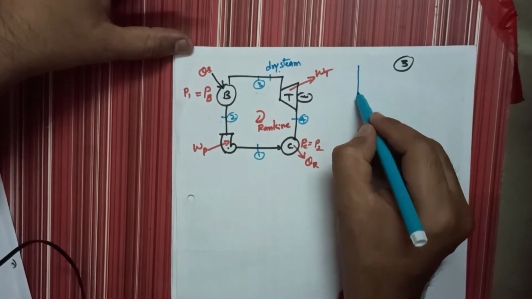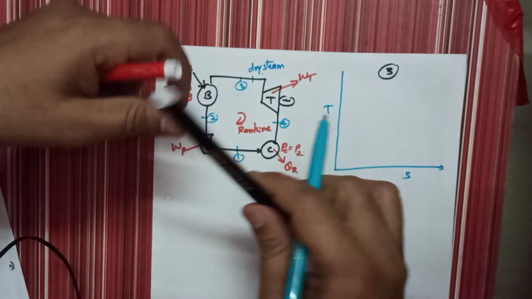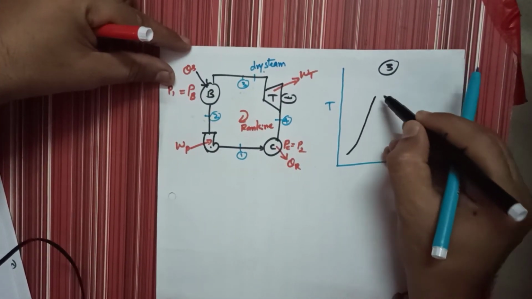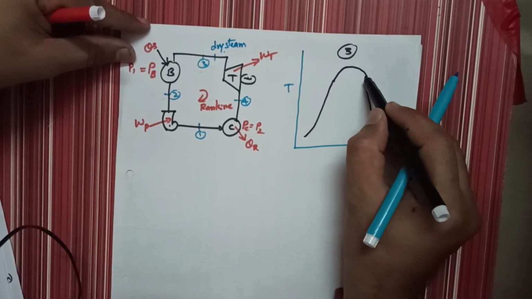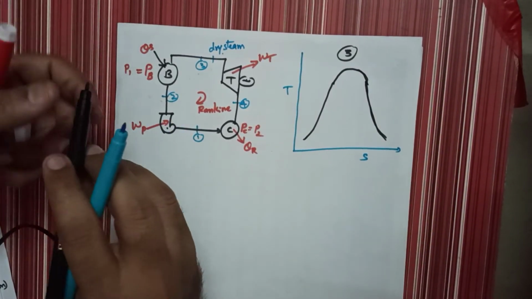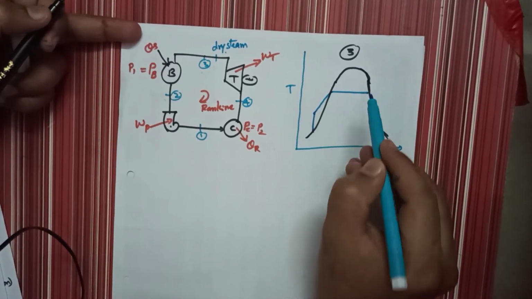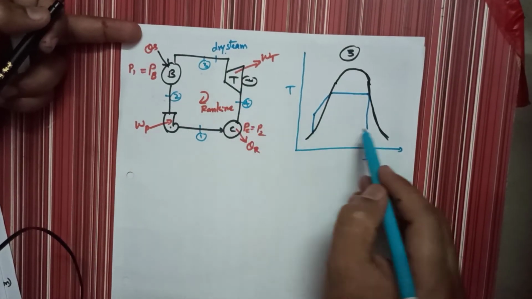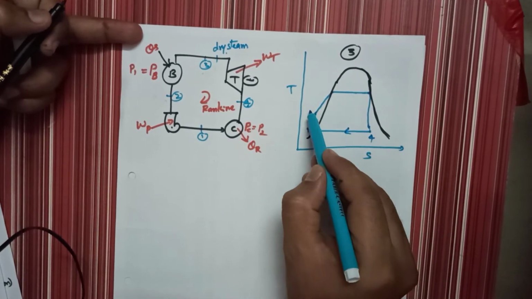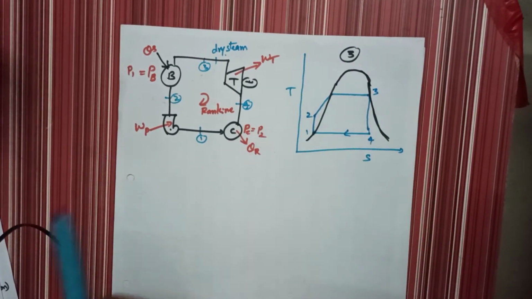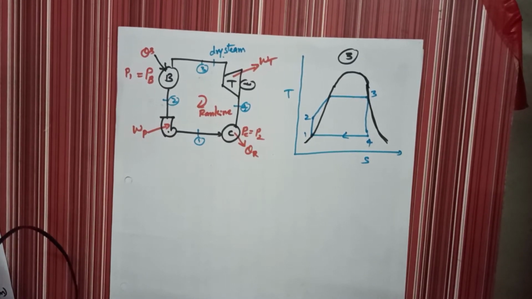I will draw the TS diagram, temperature versus entropy. This is the saturated liquid line, and this is the saturated vapor line. So you make one dome shaped structure. Okay, this is the saturated vapor line. So I will draw the 1 to 2 process, 2 to 3, 3 to 4, and 4 to 1. 4 to 1 is the condenser, 1 to 2 is the pump, and 2 to 3 is heat addition. So 2 to 3 is the total heat addition in the boiler process.